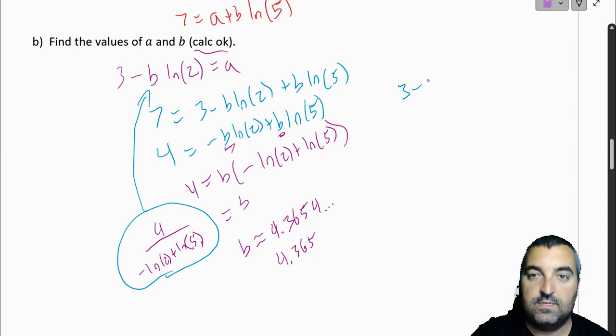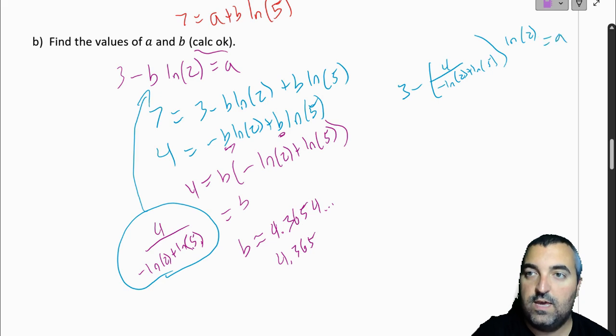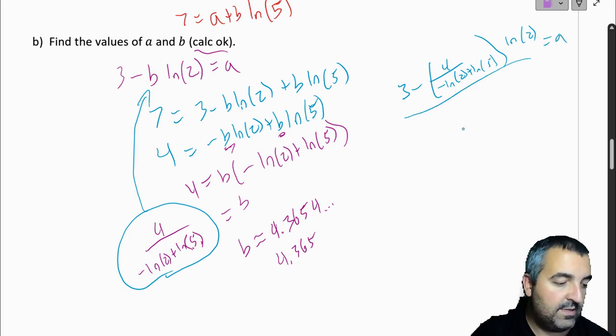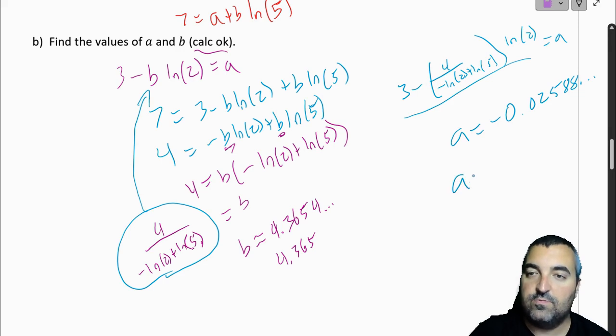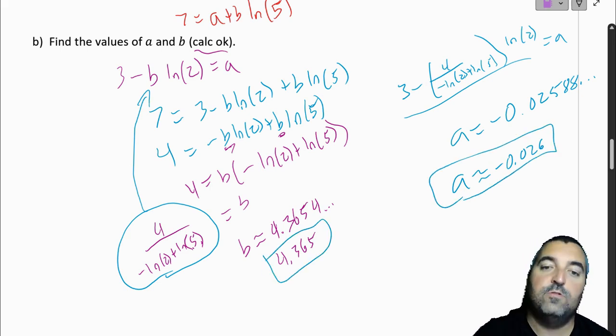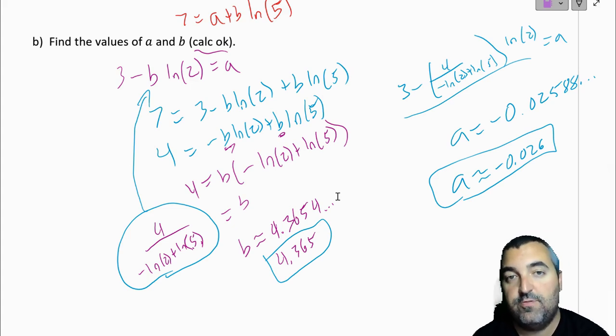So this is what I would have if I was doing this all by hand, which is really long, times the natural log of 2 equals a. Type this whole thing in the calculator, and you'd end up getting that a is negative 0.02588, and again we're going to round to 3 decimal places, so negative 0.026. And there's our a, there's our b. I would have done it with regression, which would have been much quicker, but I wanted to show you the long way so that you can appreciate the regression.